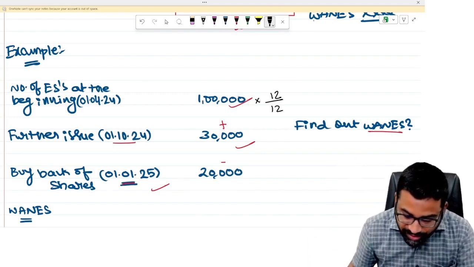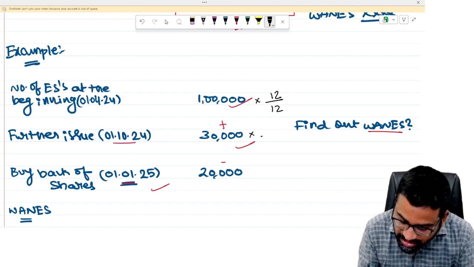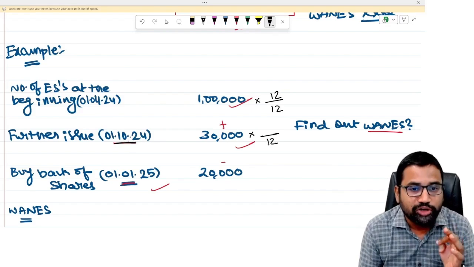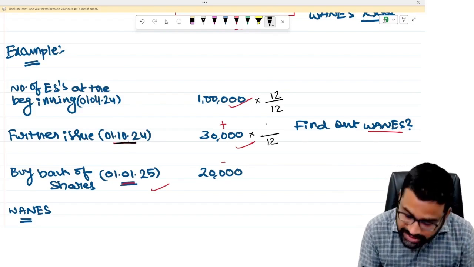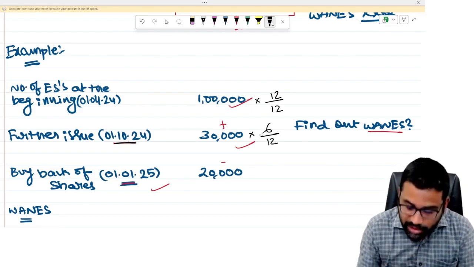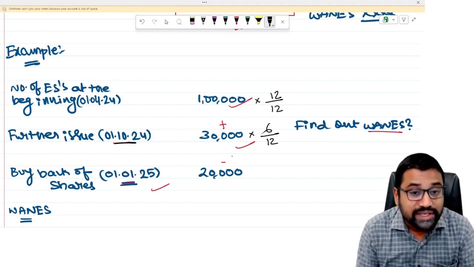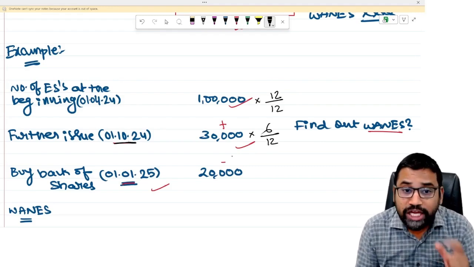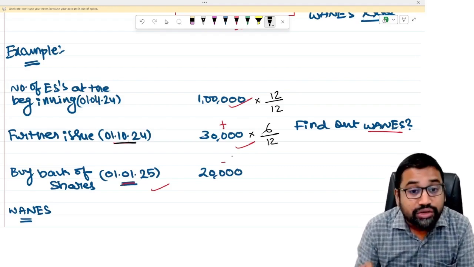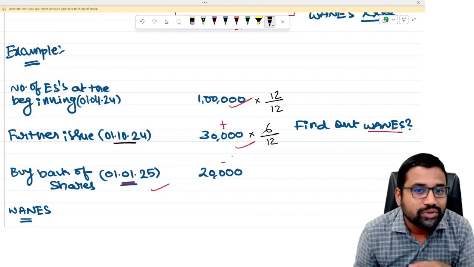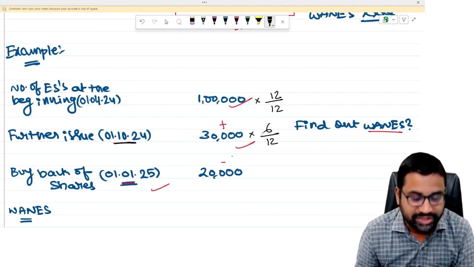Suppose you issued a further 30,000 shares. You issued them on 1st October, so October, November, December, January, February, March: 6 months. You should take 6 by 12. That means the 30,000 shares issued on 1st October should not be taken as the total 30,000; they are outstanding for 6 months. So 30,000 into 6 by 12 gives 15,000 shares, which will be part of the weighted average number of equity shares.